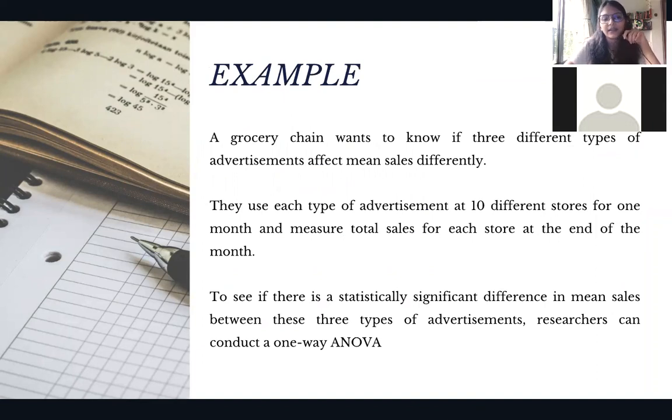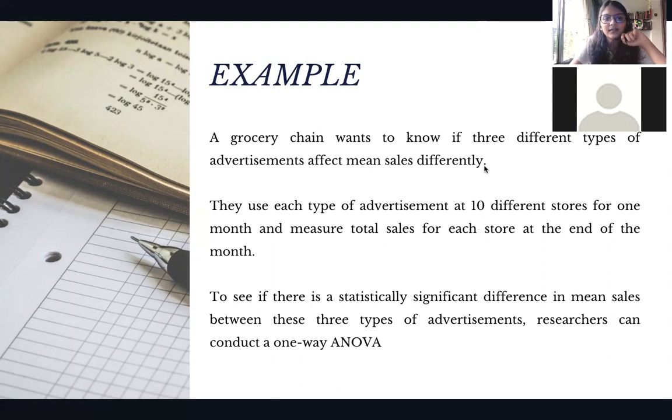Pharmaceutical companies use this a lot, but we also use it for advertisement. For example, a grocery chain wants to know if three different advertisements affect the mean sales differently. So they take each type of advertisement and run it in 10 different stores for each one of them. So in total you have 30 stores, and for each 10 stores you have a different advertisement, and at the end of a month they determine the sales, the revenue that has been generated.